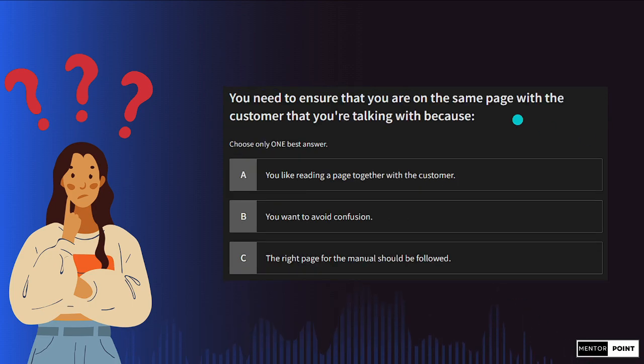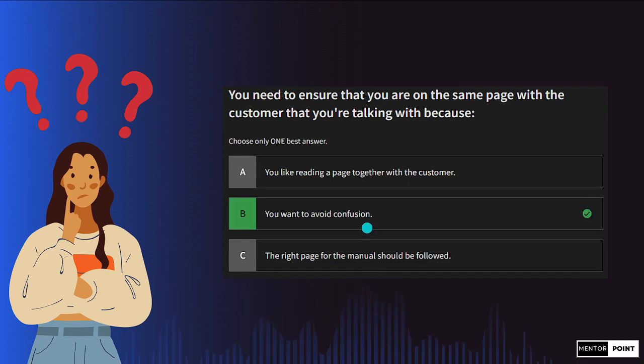Next, you need to ensure that you are on the same page with the customer that you're talking with because A, you're reading a page together with the customer. B, you want to avoid confusion. C, the right page for the manual should be followed. Of course, obviously, the right answer for this one is you want to avoid confusion.